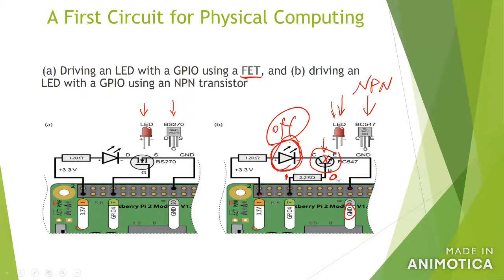So this is a very simple circuit for physical computing. You can write a Python program to control this. You can write a C++ program to control it, or you can even use scripts, like the scripts shown in the textbook. If you go to textbook chapter 5, you will see there is a sequence of scripts that you can use to turn on or off this LED.